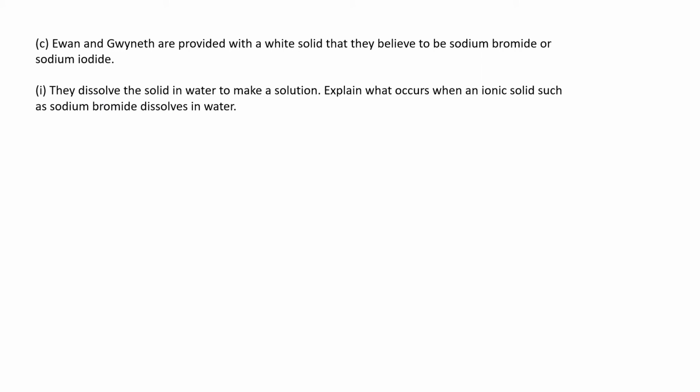Ewan and Gwyneth are still provided with a white solid they believe is sodium bromide or sodium iodide. Dissolve the solid in water to make a solution. What happens when ionic solids such as sodium bromide dissolve in water? Well, it dissolves to give you the aqueous solution, but this is not the whole picture because it dissociates, giving you the separate cations and anions, which is what gives us the chemistry we can do, because the sodium always just floats around as a spectator ion and the bromide has some fun little reactions that it can do.